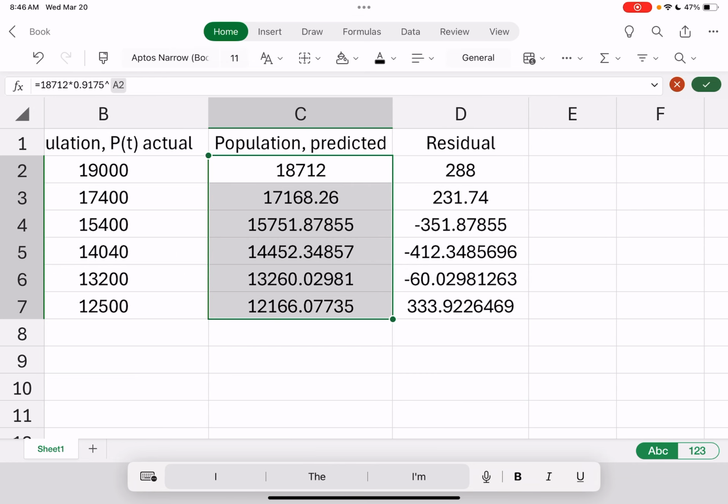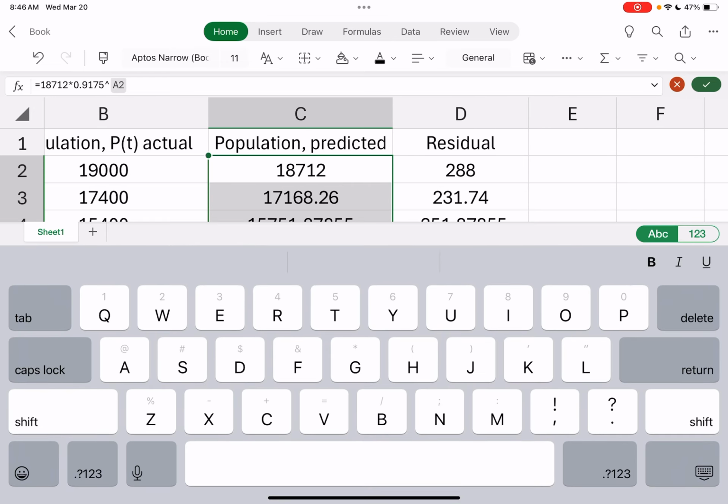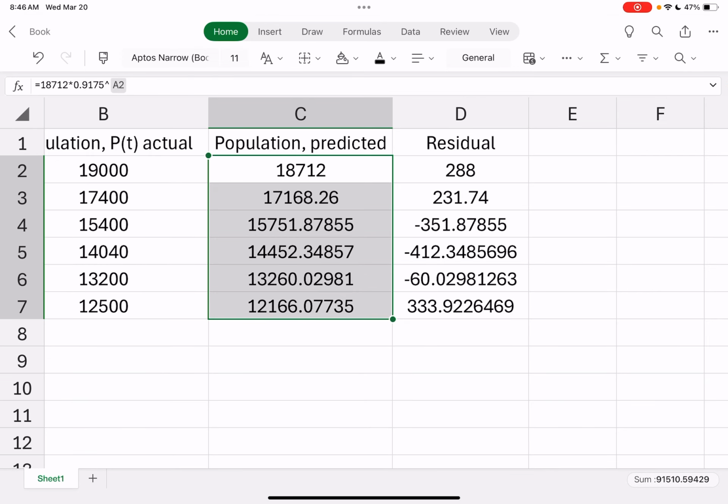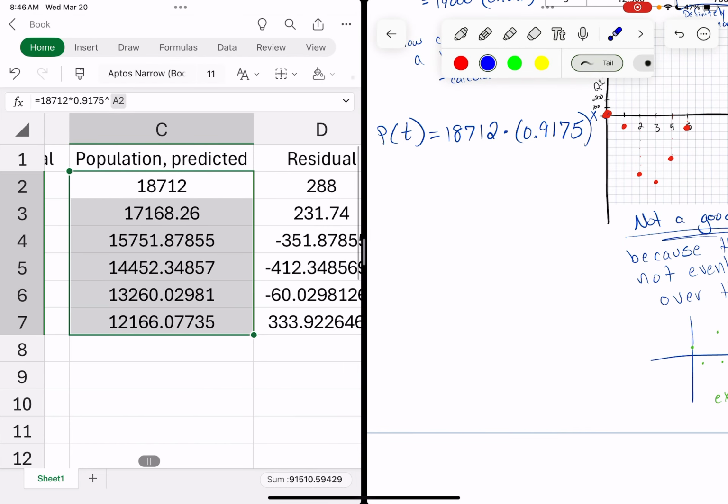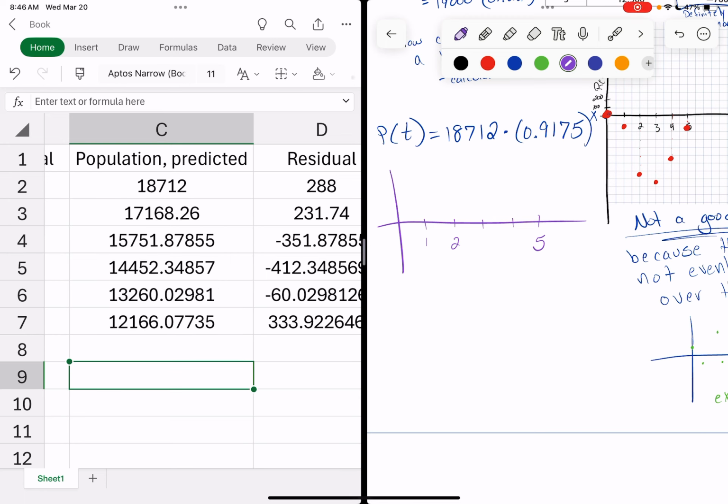Now look at my residuals. If I was to do a residual plot of this, and let's go ahead and do a residual plot real quick. It's not going to be super perfect, we're just going to plot it in. So a residual plot of this one, here's 1, 2, 3, 4, 5. Let's see, at 0, it's 288. So let's go by 100s here, there's 100, 200, and so forth, 300.